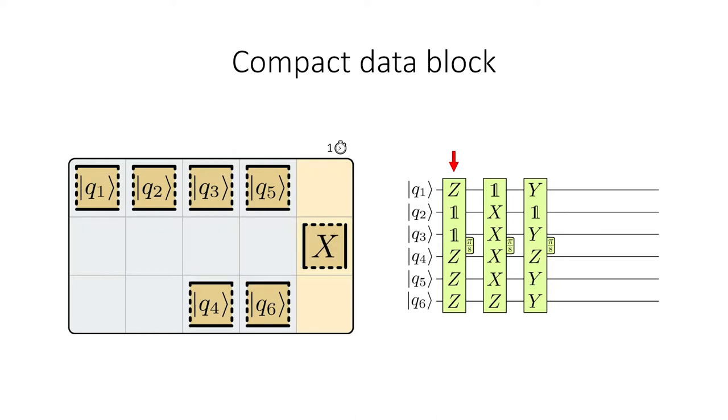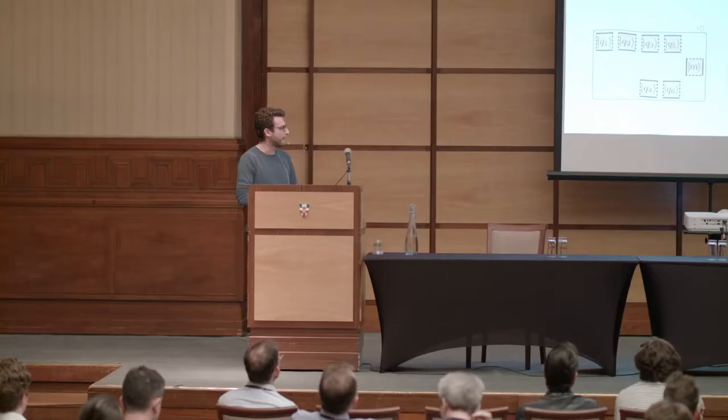Done. Now, the next operation is something that involves x operators. In order to perform that one, we'll need to rotate some of the patches in order to make the x operators accessible. So to be more precise, we'll need to rotate patches or qubits 2, 3, 4, and 5. This can be done using patch deformation.